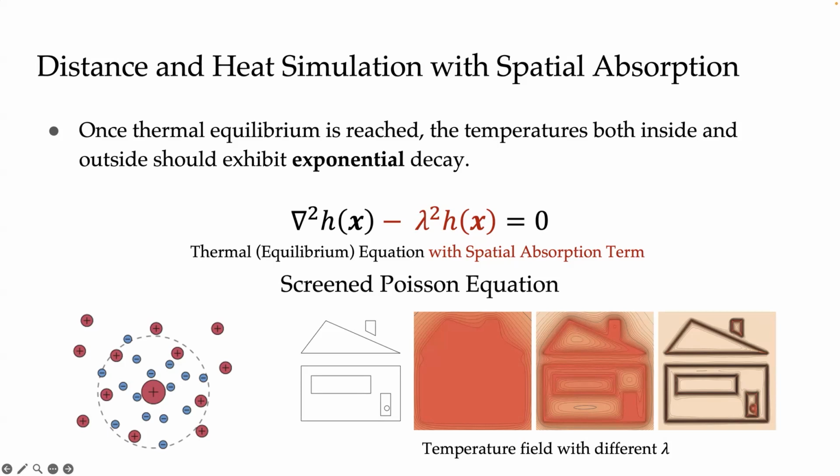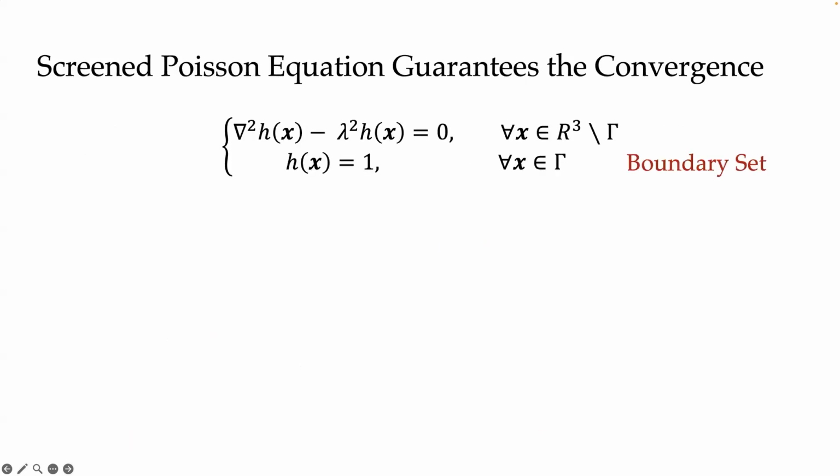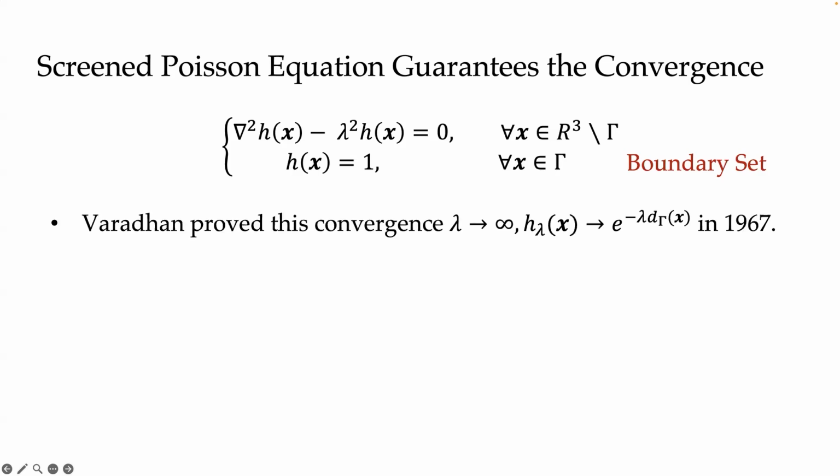We want the temperature to show an exponential decay, so we let the heat diffuse from the boundary. If lambda is too small, the inside region won't show a clear decay, but when lambda is larger, the exponential decay becomes very clear. This connection is not just our intuition. Back in the 1990s, Varadhan proved that when lambda goes to infinity, the temperature will exactly converge to an exponential decay with respect to the distance from the heat source.